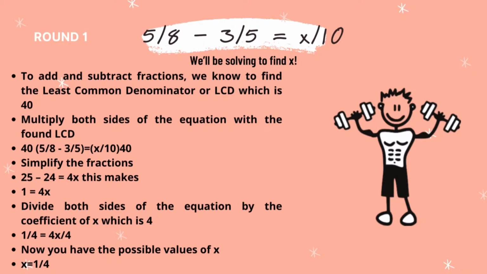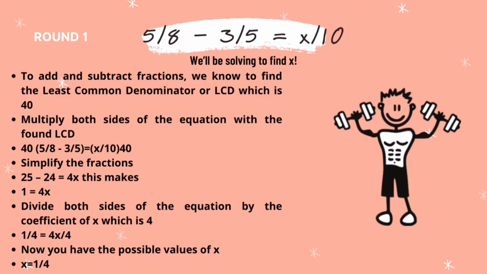To add and subtract fractions, we know to find the least common denominator or LCD, which is 40. Multiply both sides of the equation by the found LCD. 40 times (5 over 8 minus 3 over 5) equals x over 10 times 40. Simplify the fractions. 25 minus 24 equals 4x. This makes 1 equals 4x.